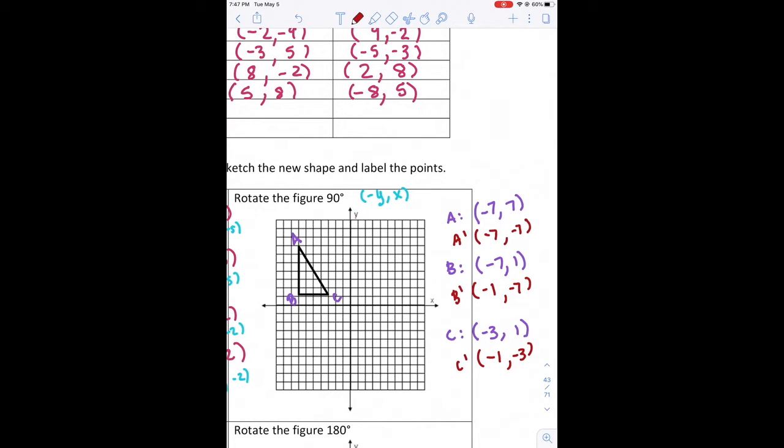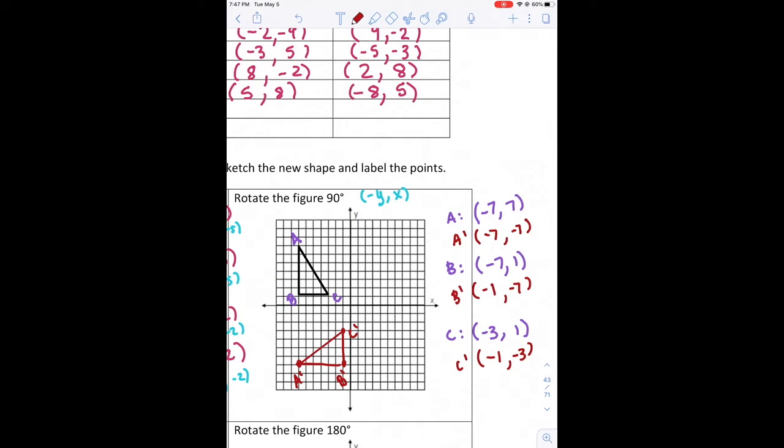Let's graph it. So -7, -7. 1, 2, 3, 4, 5, 6, 7. So that's where I'm thinking my A prime is. B prime was -1, -7. It's over here. And C prime -1, -3. All right, so this is where I am saying my triangle rotated to. And that makes sense. A 90-degree rotation would jump 1 quadrant counterclockwise.